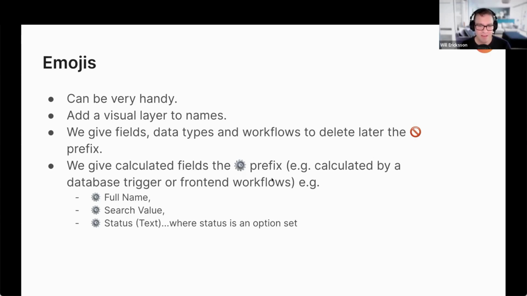We also give our calculated fields the gear prefix, and that's usually a field that's calculated by a database trigger, or since the change in pricing model, more often it's now a front-end workflow. So it could be full name, search value, status text. And the status text there is helpful when you're trying to sort your database table.